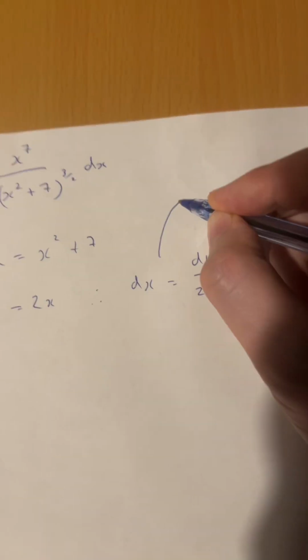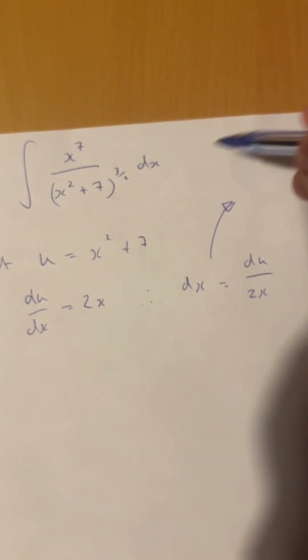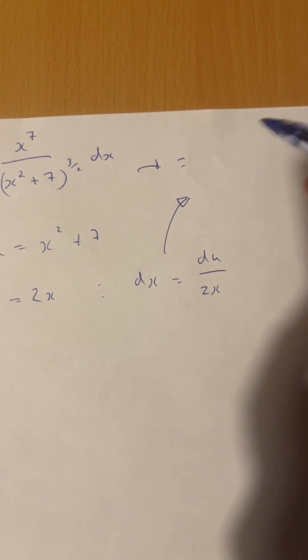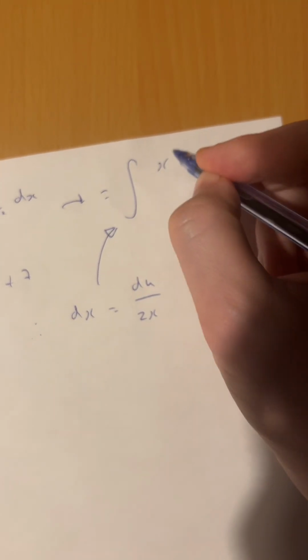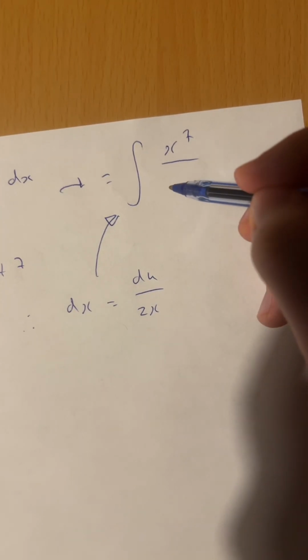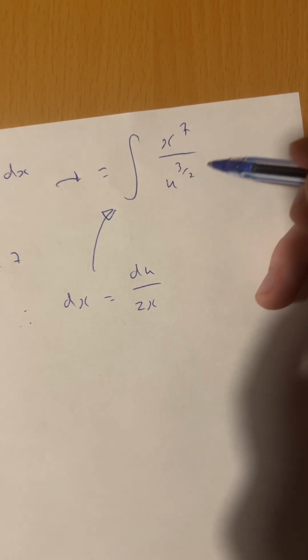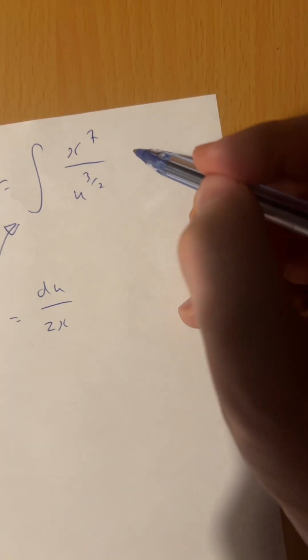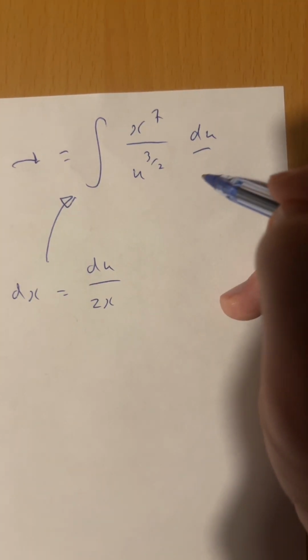So therefore we know that dx is going to be equal to du over 2x, just by swapping the 2x with the dx. So combining this result with our integral here, we know that the integral is equal to x to the power of 7 over u to the power of 3 over 2, and then dx is equal to du over 2x.